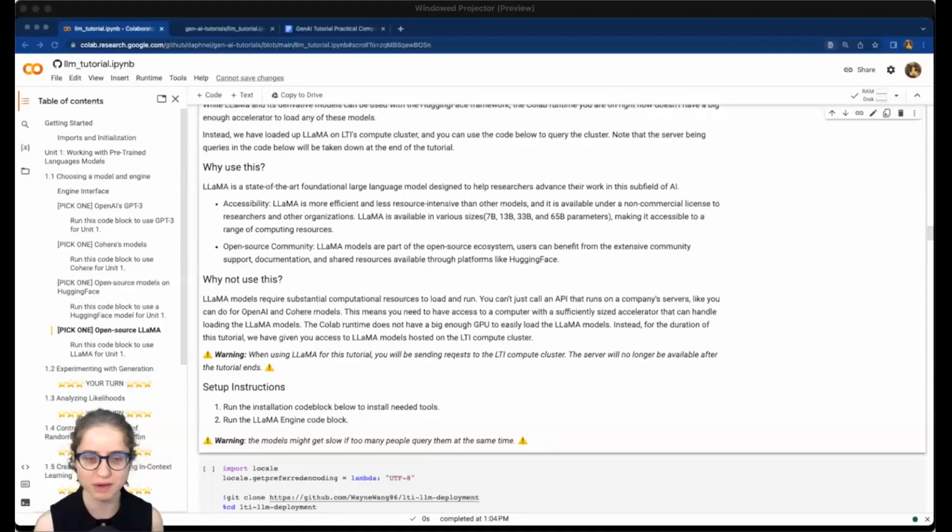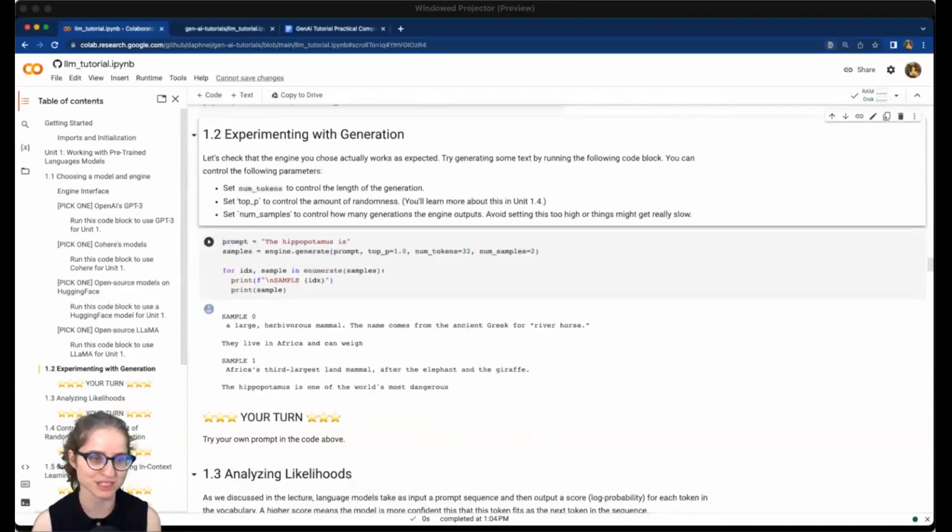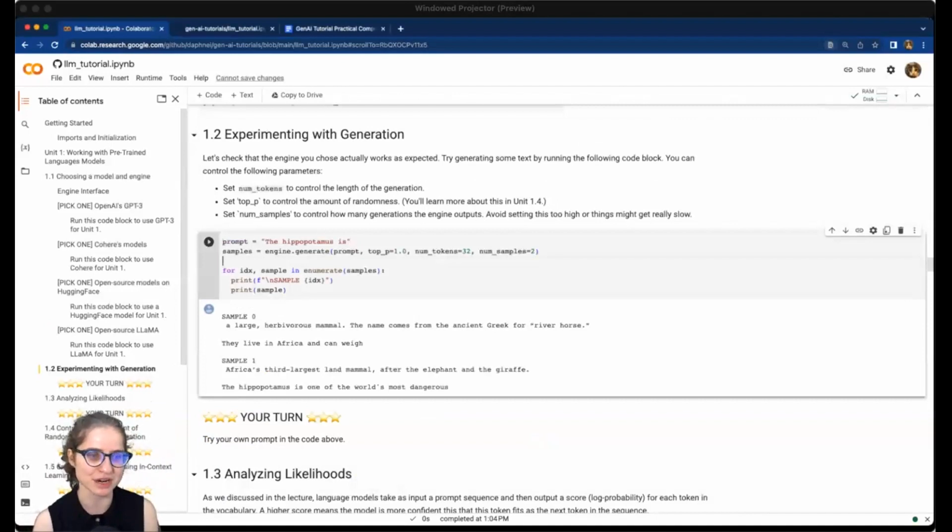Yeah, feel free to turn on your mic and pipe in if you have any questions. I'm happy to help debug. Maybe you can put a thumbs up in the chat if you have gotten to the point where you can try getting to 1.2 and running this engine.generate block here, and give a thumbs up if you're able to get generation working.